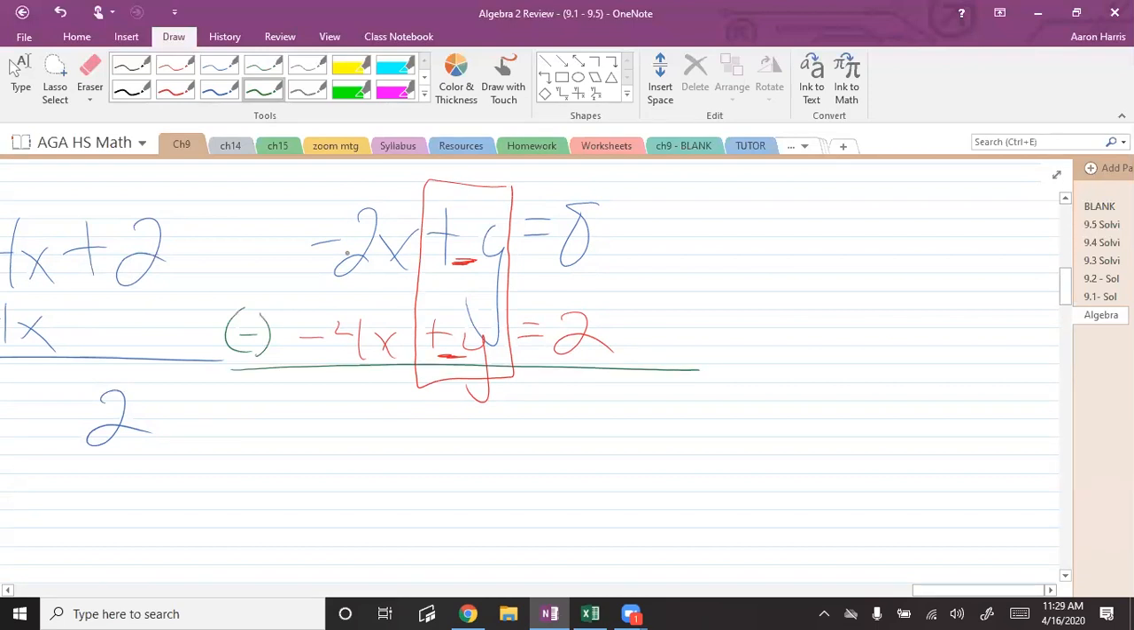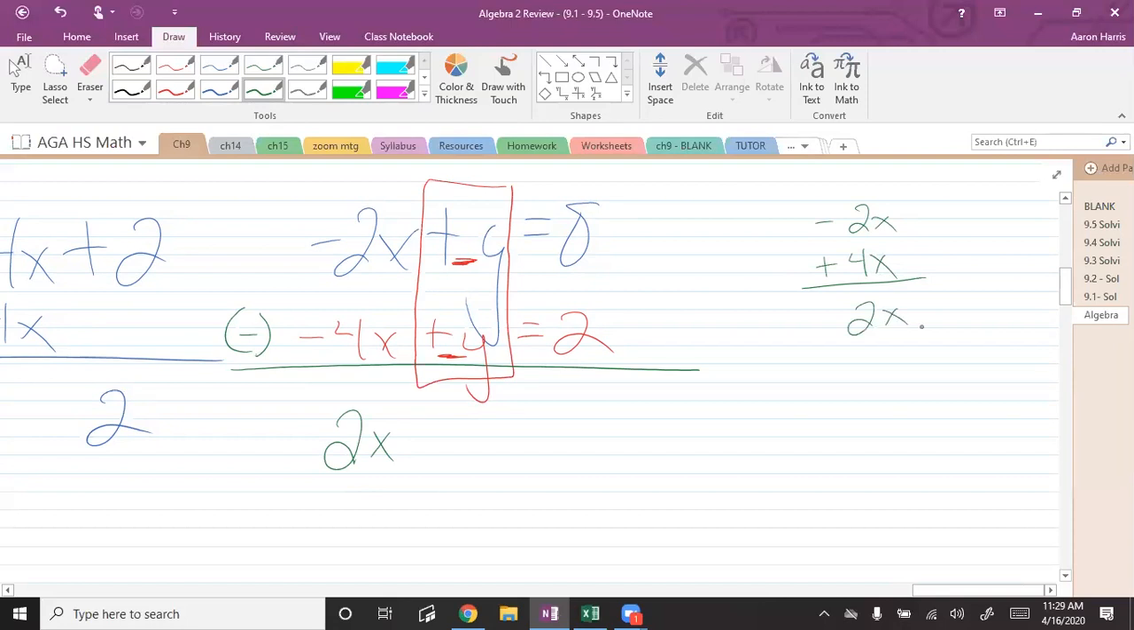So negative 2 minus the negative 4. Negative and negative is a positive. So I get negative 2 and a positive 4. So that gives me 2x, correct? Negative 2x. A negative negative is a positive. So negative 2x plus 4x is positive 2x, correct?